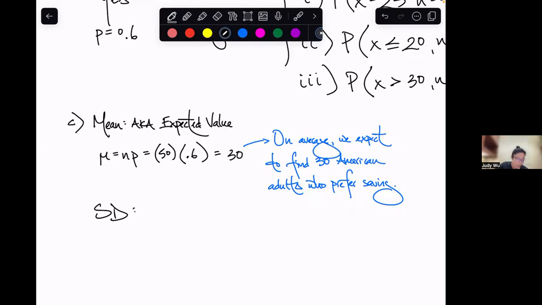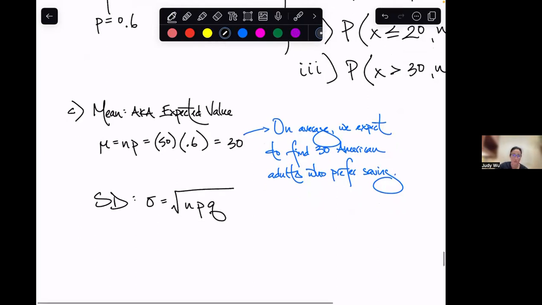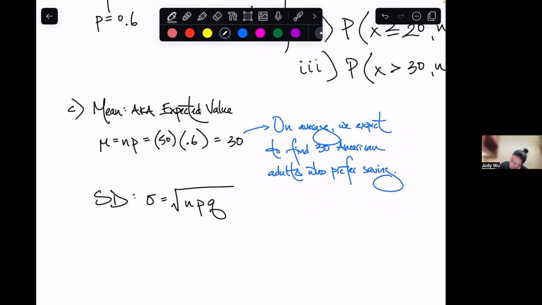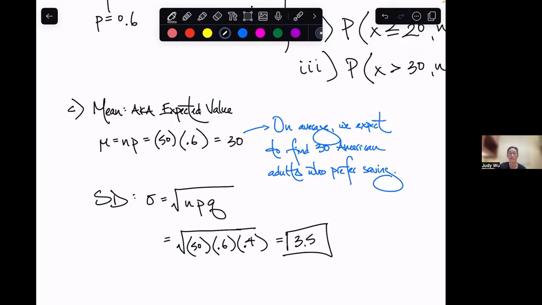And so our standard deviation, we use the symbol sigma, which looks like a little o with a line on the top. And the formula for that is the square root of n times p times q. When we enter in our numbers, we've got 50 times 0.6 times 0.4. And when we multiply those all out, we get a standard deviation of 3.5.